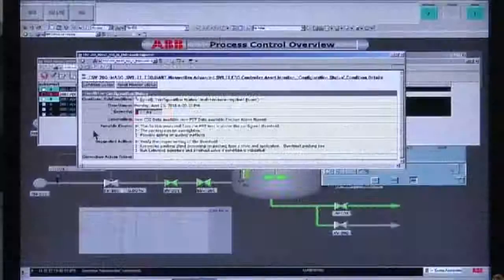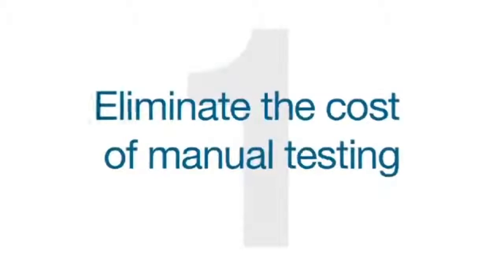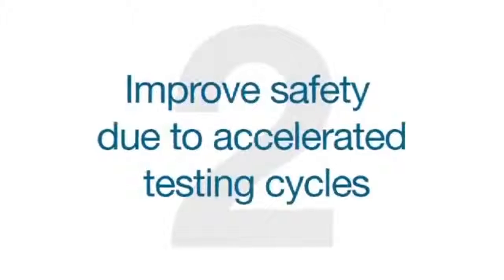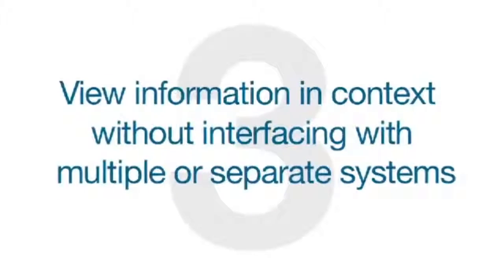Within 800XA, from this type of information, we could then proceed to create a work order and so on if we're connected to a computer maintenance management system. In summary, a properly integrated partial stroke test implemented as part of your overall proof testing strategy will enable you to: 1. Eliminate the cost of manual testing; 2. Improve safety of your facility due to the accelerating testing cycles; and 3. View information in context without having to interface with multiple or separate systems, and access action-oriented reports while making it easier to catch problems with time to plan and act.